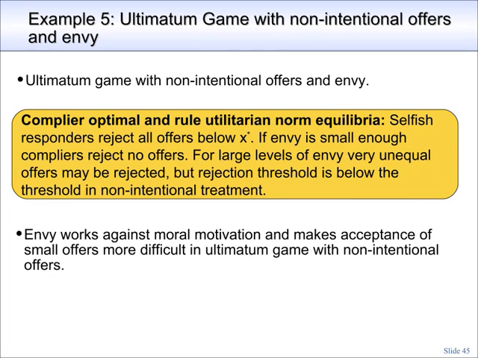In the non-intentional version of the ultimatum game, it's welfare optimal that no offers are rejected. But now envy works against moral motivation. Selfish responders still reject all offers below the same threshold x star as in the intentional ultimatum game. And envy makes it also more difficult to induce compliers to accept very low offers. Still, rejection thresholds for compliers will be much smaller than the rejection thresholds in the intentional ultimatum game. Hence, also with positive levels of envy, our model can explain the role of intentions.